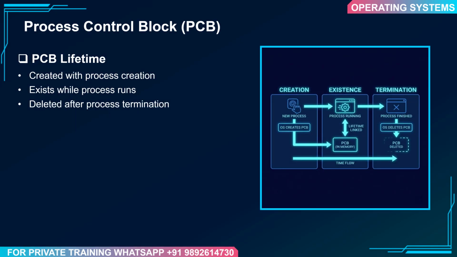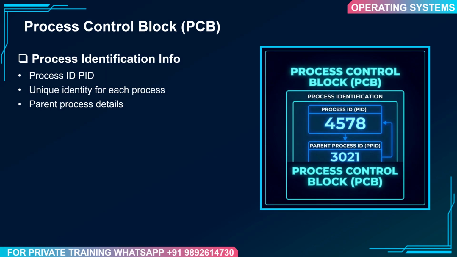Whenever a new process is created, for example, when you double click a browser or run a program from the terminal, the operating system creates a PCB for it. This PCB stays in memory as long as the process exists. When the process finishes execution, the PCB is deleted. So you can say that the lifetime of a PCB is closely tied to the lifetime of its process. Now let us slowly understand what information is stored inside a PCB and why each part is important.